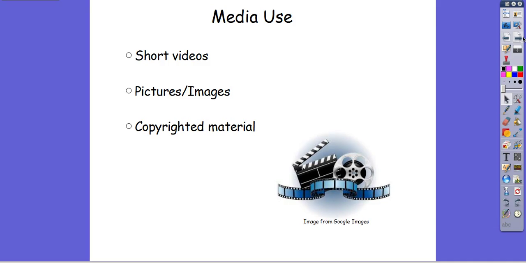It's also helpful to use pictures and images when using text. This keeps the reader interested, or the learner interested, and allows them to see examples of what their content is about. And finally, make sure that if you're using copyrighted material, that you have permission to be using that.